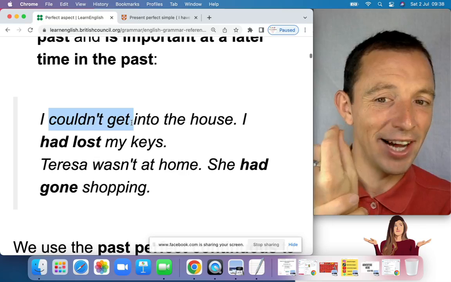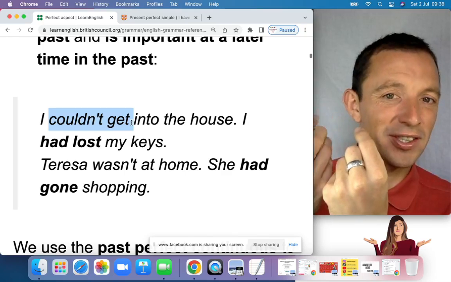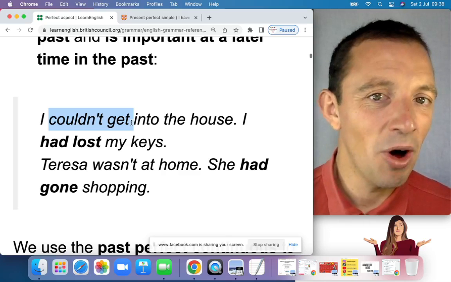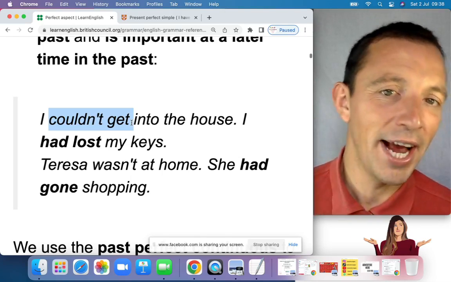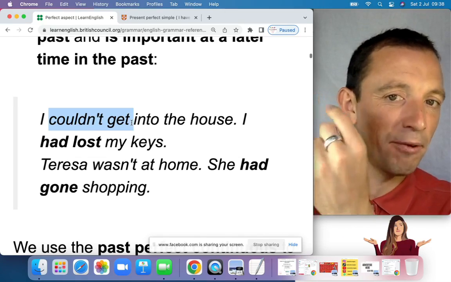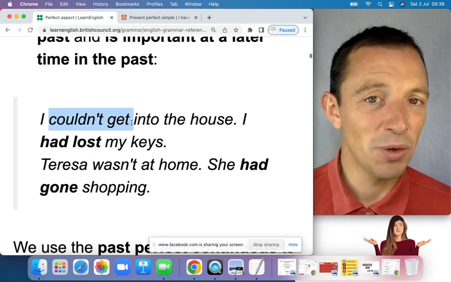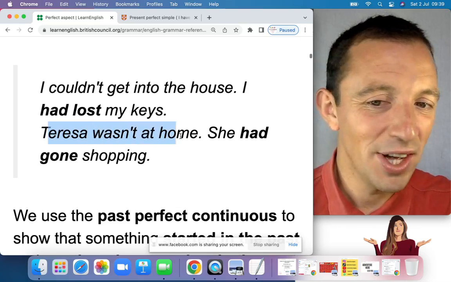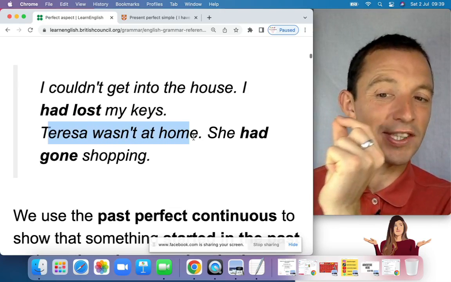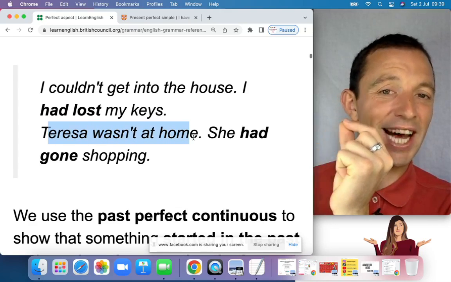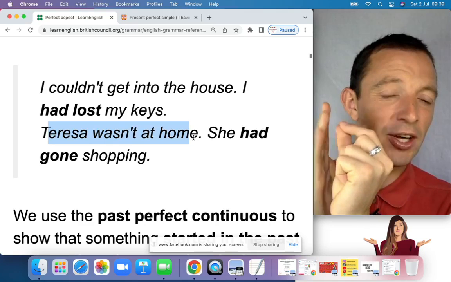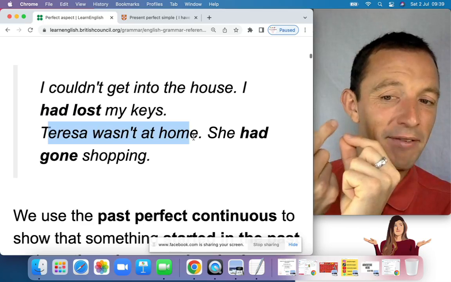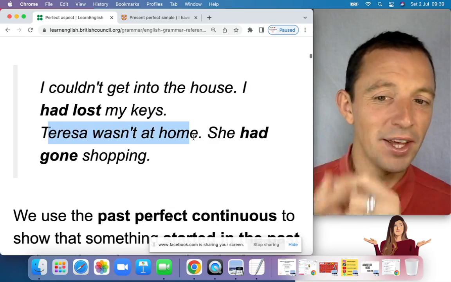I could not enter the house because I had lost my keys. So very similar, really, all in the same general area of the past before a specific perspective of the actual past as well. Next, Teresa was not at home. Past simple. Teresa was not at home because she had gone shopping before that period. Up to that point, she had gone shopping. The auxiliary verb have plus the participle go, gone, shopping.